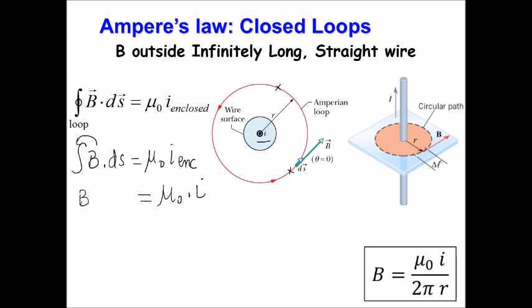So this is just B times the integral of ds. And what is the integral of ds? That's the circumference of the circle. So that's B 2 pi r equal mu 0 I, and we get the formula. B equal to mu 0 I over 2 pi r. Okay. All right, very simple, very straightforward. There is no need for integration using Ampere's law.